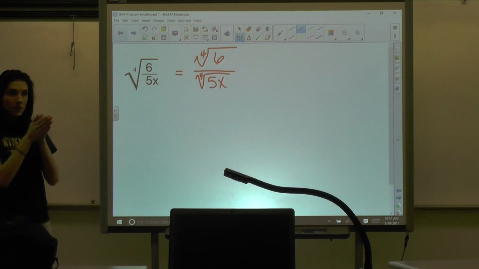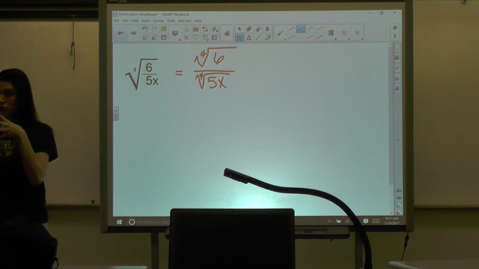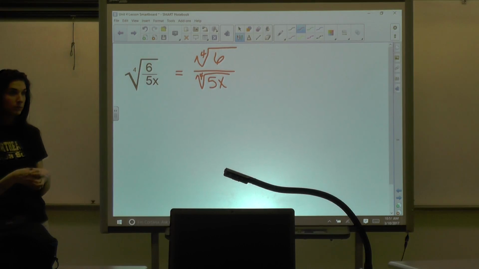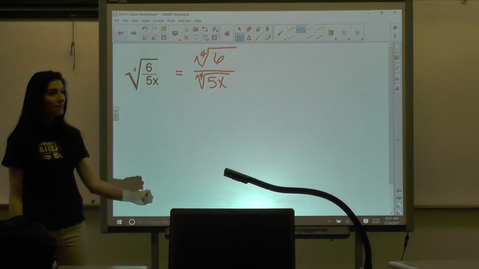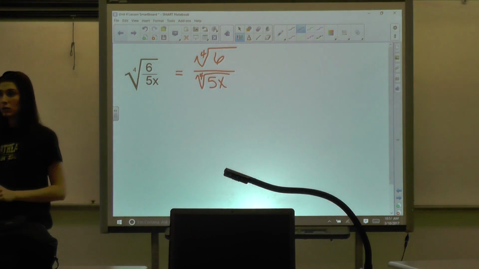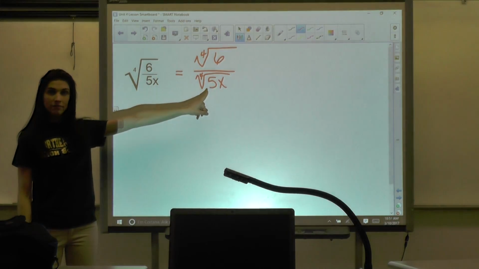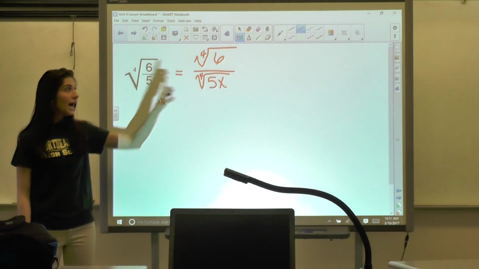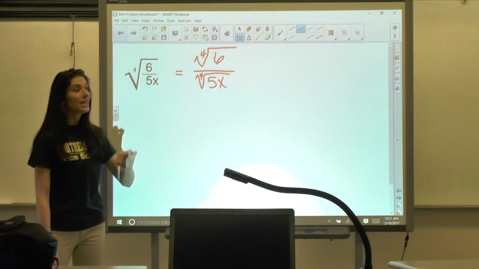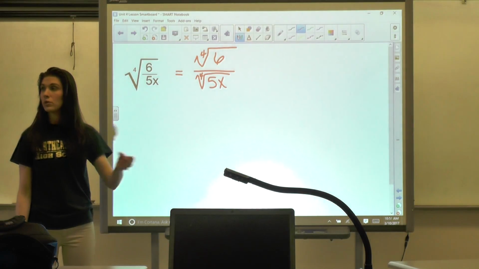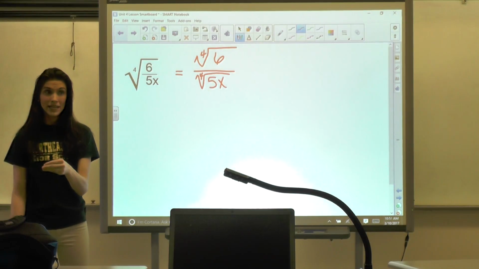This is where people mess up, so please pay attention right now. This is the most critical part of this entire problem. How many do I have to have in order to bring 1 out for this problem? 4. How many 5s do I have? 1. How many x's do I have? 1. So how many do you need of each of those in order to bring 1 out?